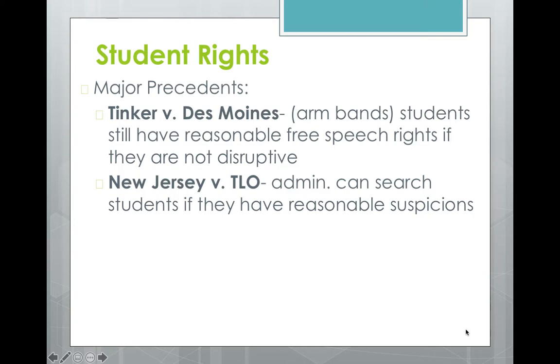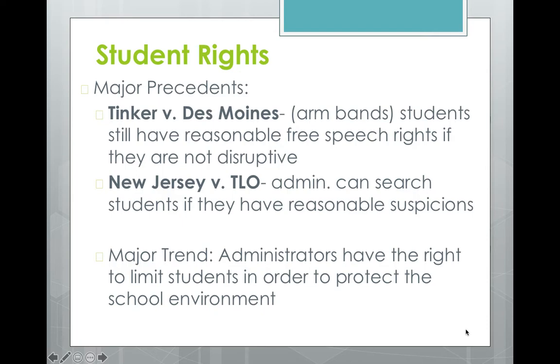New Jersey versus T.L.O., admin can search students if they have reasonable suspicion, and that's the key, reasonable suspicion. That's why the use of drug dogs creates that reasonable suspicion if the drug dog senses drugs. Otherwise, they can't just simply search without that reasonable suspicion. So it could be a tip or it could be something else.